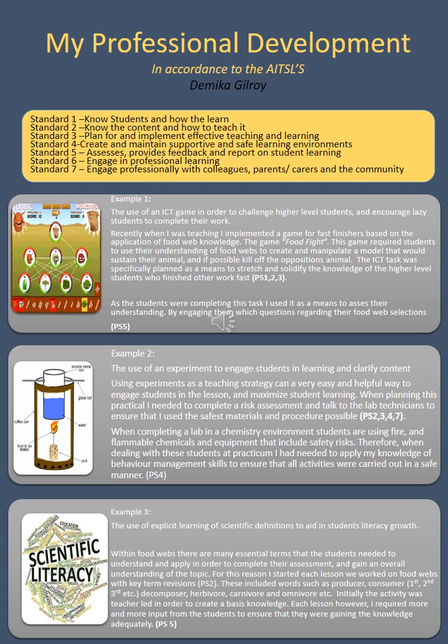There are 7 standards provided by AITSL, and these have been further grouped into 3 sections: teaching and learning, professional practice and renewal, and relationships. Teaching and learning is made up of standards 1 to 5, which includes Standard 1, know students and how they learn. 2, know the content and how to teach it. 3, plan for and implement effective teaching and learning. 4, create and maintain supportive and safe learning environments. And Standard 5, assess, provide feedback and report on student learning.